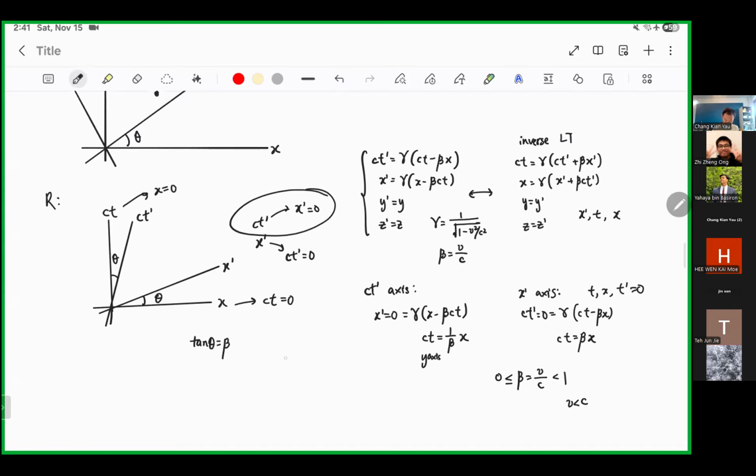Just to recap, if I have two initial frames and one is moving at v, then the beta of this frame is v divided by c. We can draw a Minkowski diagram such that this is the original rest inertial frame, and if you look at it from a moving frame, its axes would be slanted this way. So these two axes are not perpendicular to each other anymore.